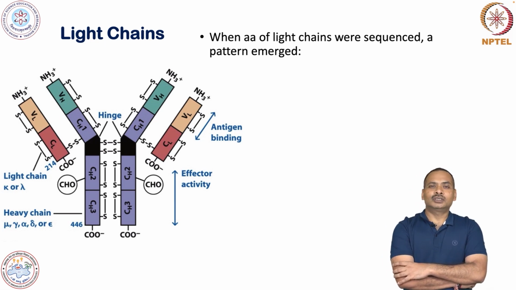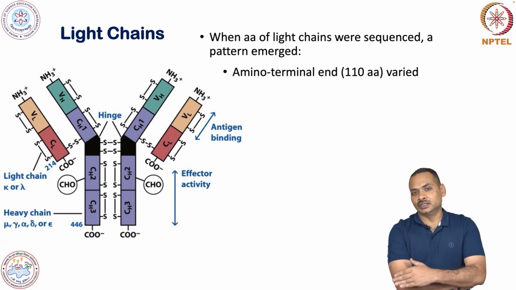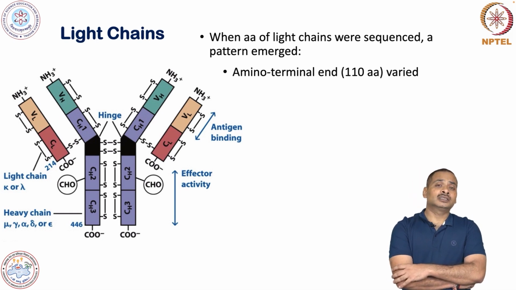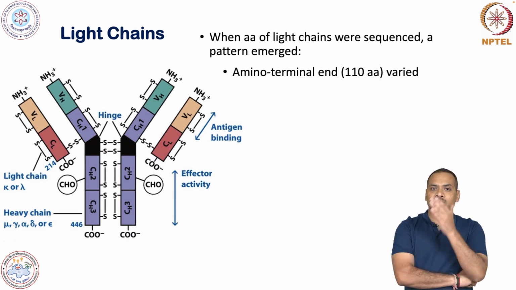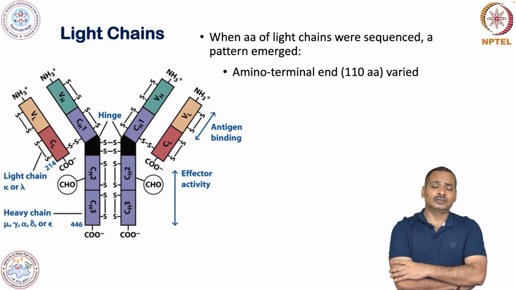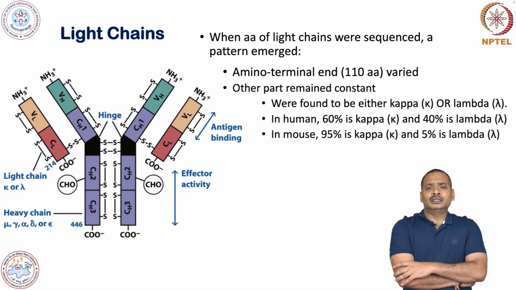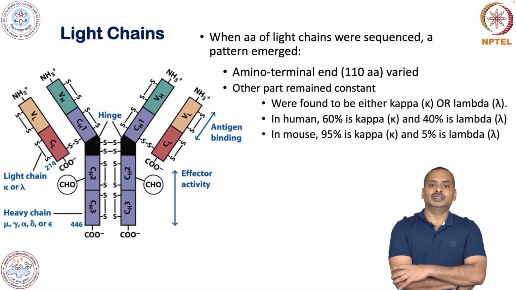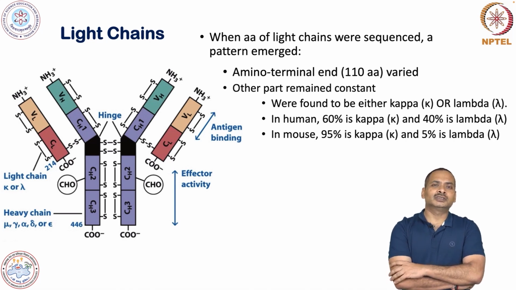First and foremost, the first N-terminal 110 amino acids have a lot of variation. Okay, and this variation, as you now know, this region is needed for binding with the antigen. Okay, and the other part remains constant. Okay, so this other part remains constant, meaning the sequence is not varying.